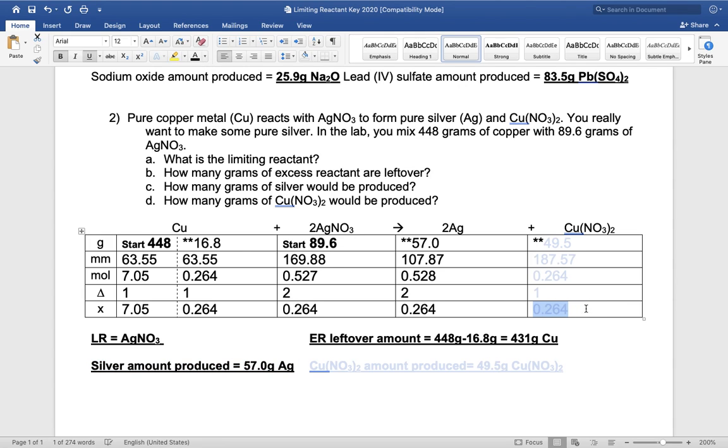Same thing for the copper 2 nitrate. Put the same low number down at the carryover X row, take it up, multiply those two to get 0.264, and then the molar mass of copper 2 nitrate, that's 1 copper plus 2 nitrogen plus 6 oxygens to get 187.57. Multiply those two to get 49.5 grams of the copper 2 nitrate. That is how you do limiting reactant problems.